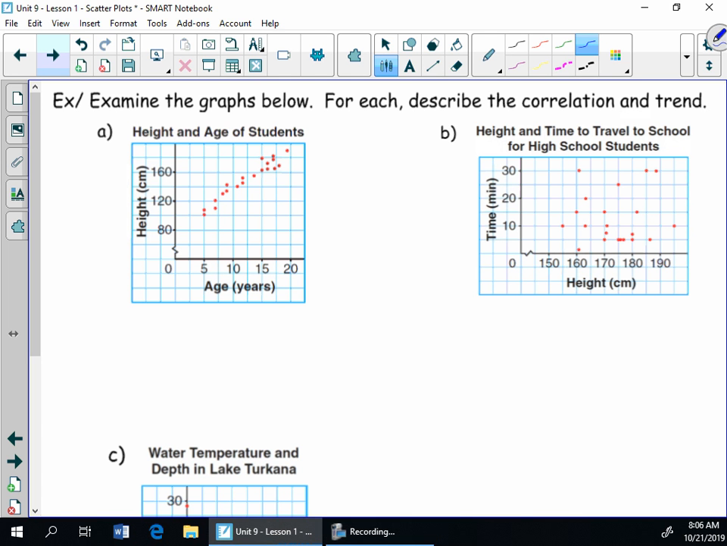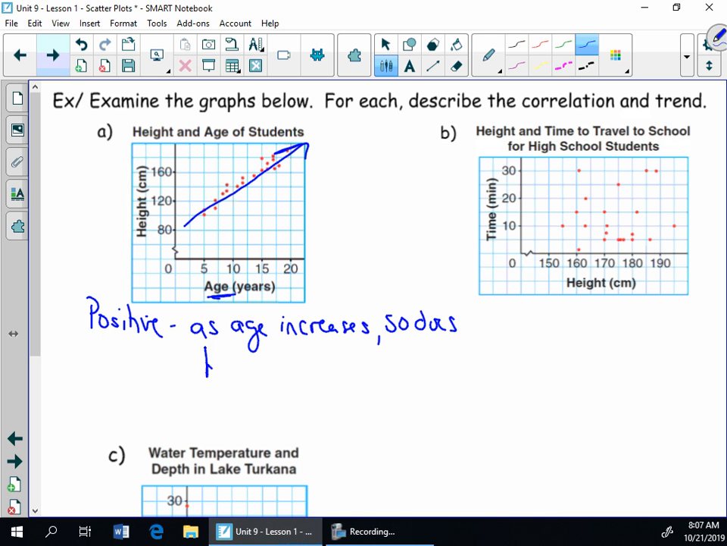So height and age of students. So my dots seem to be going up to the right. So I'm going to call this positive. That's my correlation. And the words I'm going to use for my trend are as age increases, so I always do the bottom one first, so does height. As one goes up, so does the other. So up and up.